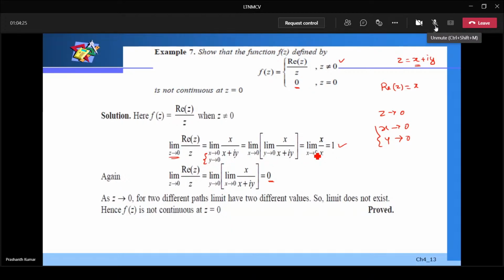Whereas here, from one approach it is 1, from another approach it is 0. Therefore, as z tends to 0, for two different paths, the limit has two different values. So the limit does not exist. Limit exists means what? For any path, the value should be the same. Hence, f of z is not continuous at z is equal to 0.